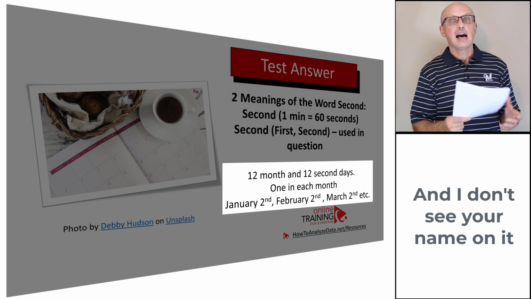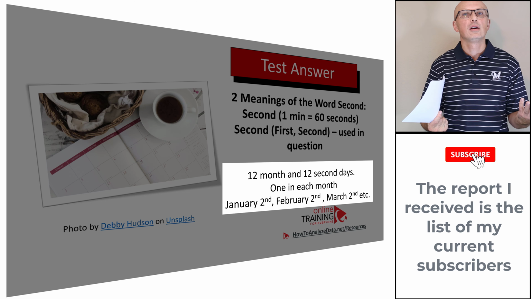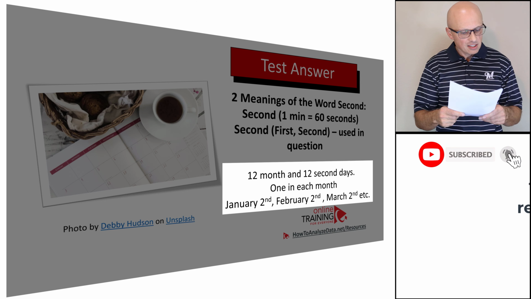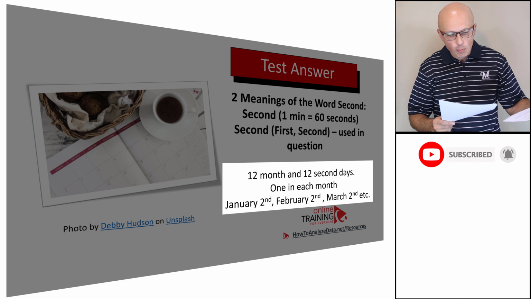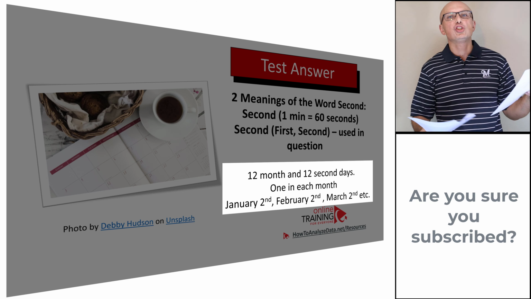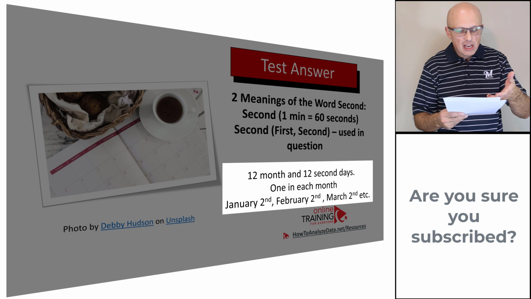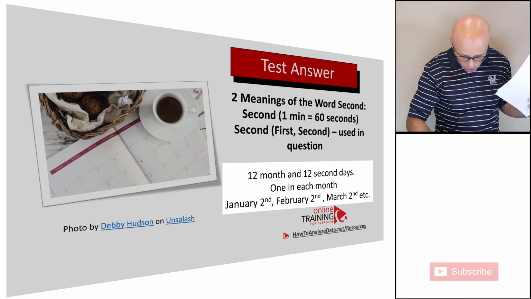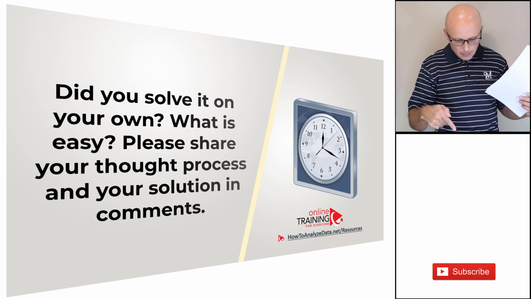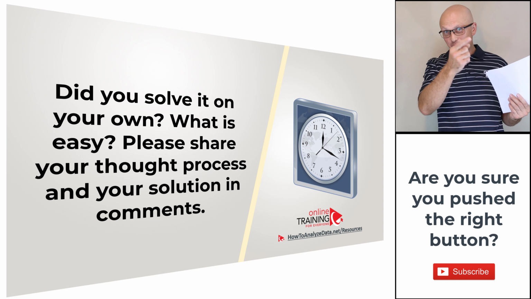So if we go back to the question, in the year there are 12 months, and there are 12 second days. 1 second day in each month. January 2nd, February 2nd, March 2nd, and etc. Hopefully you've nailed this question. It gives you some laugh, and you now know how to answer similar problems on the test.